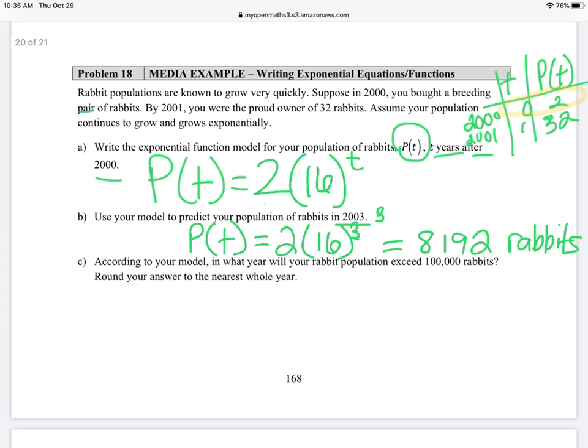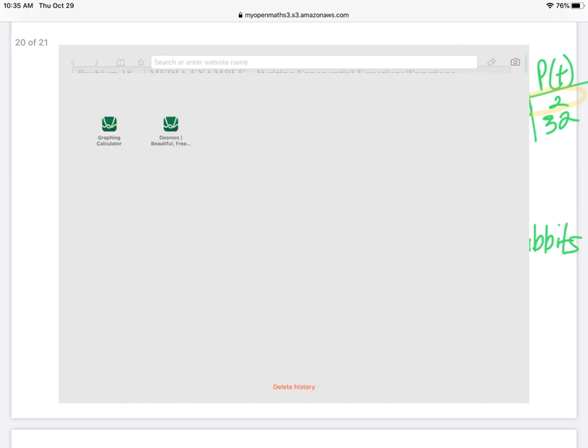And then C asks us to figure out what year it would take for the rabbit population to exceed 100,000 rabbits. So if they tell us the population needs to get bigger than 100,000, then that means P of t would have to equal 100,000 because that's population. And we would be solving for t to figure out what year it would be. So that's going to be one that we need Desmos for.